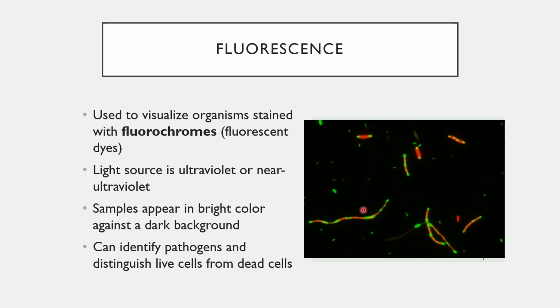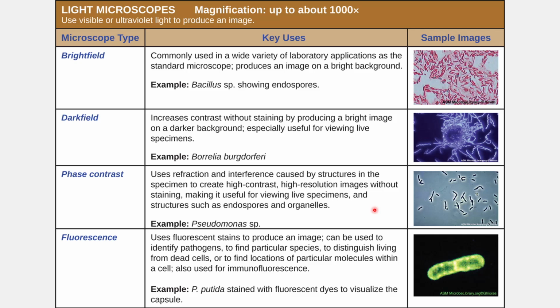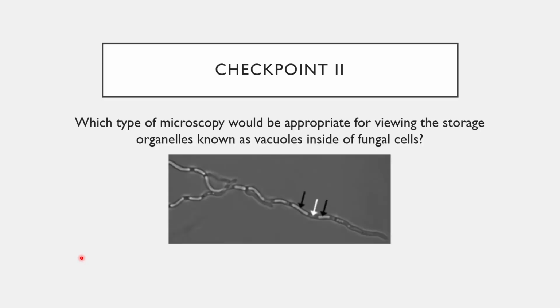This slide right here is a great summary slide from your textbook, which compares the bright field, dark field, phase contrast, and fluorescent microscopies very concisely on the same slide. So here we have a checkpoint about the different types of microscopy. I want you to tell me which type of microscopy would be best for viewing the storage organelles called vacuoles inside of fungal cells, which is what you can see pointed out in this image right here with the arrows. So, which of the four types of microscopies would be best suited to this purpose?